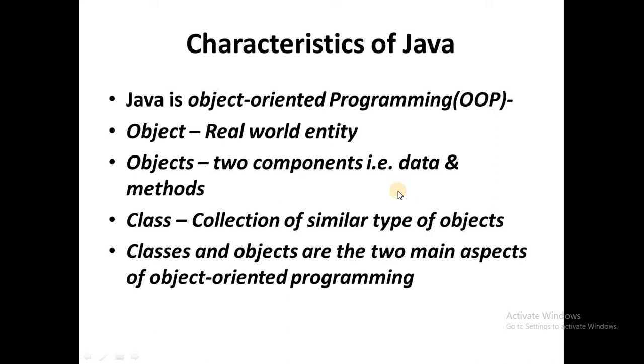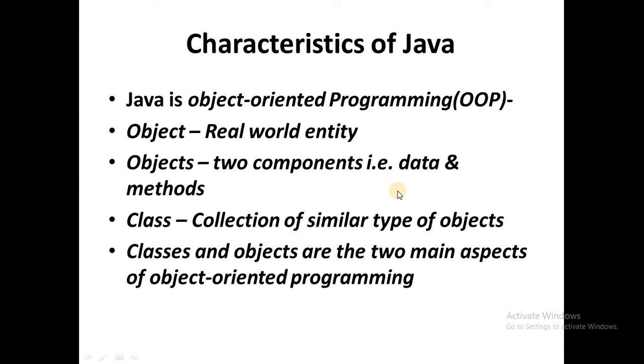You take any real world entity in the outside world, that object will have two components. One is data and another one is methods. Data means properties or features of that object, and the second one is what are the operations that can be performed by that object. One is data and another one is methods.